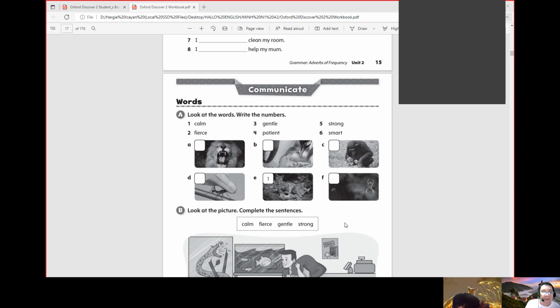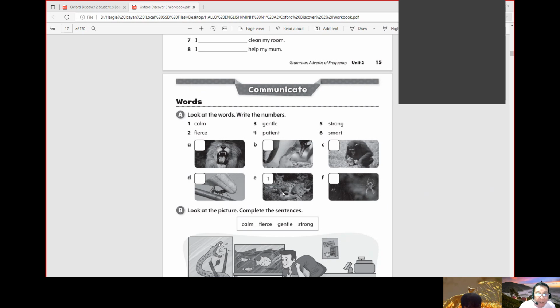Okay, what about letter D? Letter D is strong. This one is an ant, right? What makes it strong? They can bring their food, right? Actually, even though an ant is so small, they are able to bring their food inside their house. So that makes the ant strong.